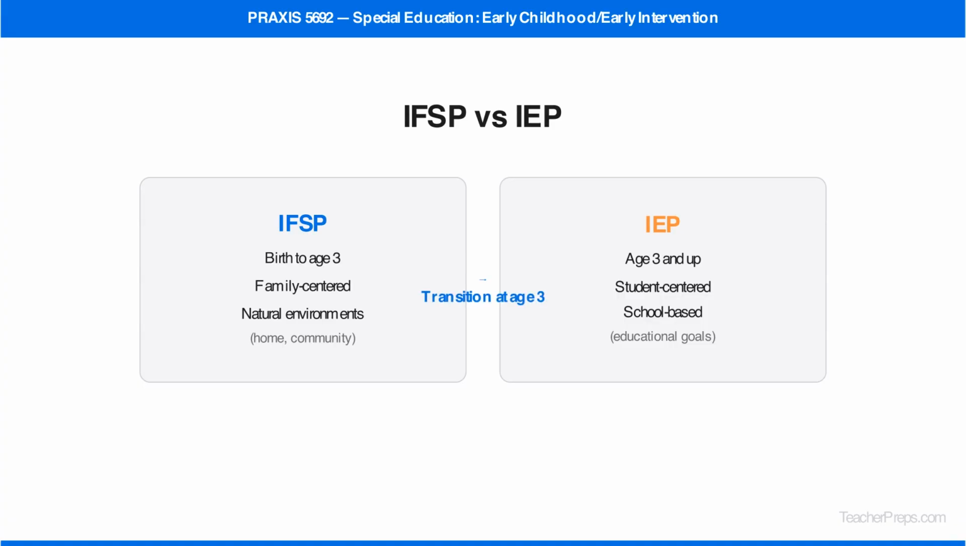The transition from IFSP to IEP around age 3 is a critical process. Remember, IFSP is birth to 3, family-centered, natural environments. IEP is 3 and up, student-centered, school-based.